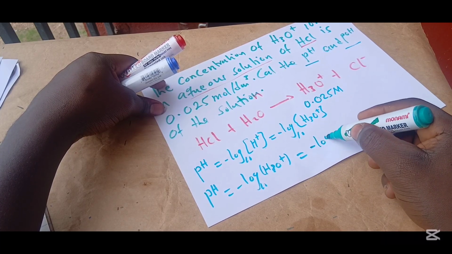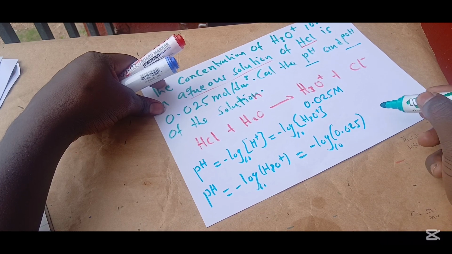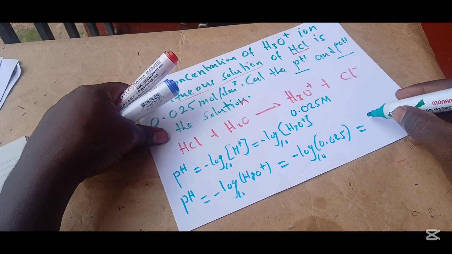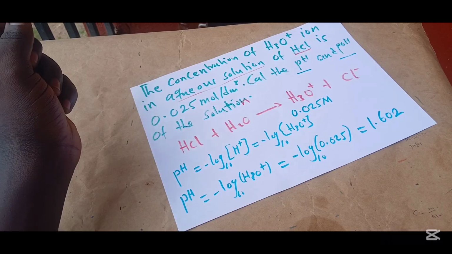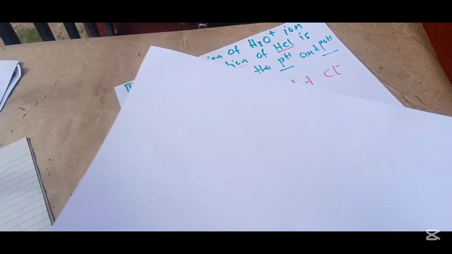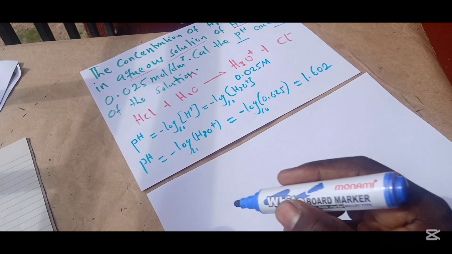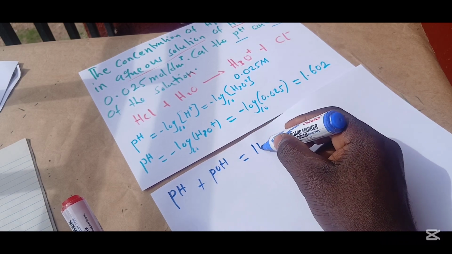So minus log to the base 10 of 0.025 molar. Punching this on the calculator gives us 1.602. So that is the pH of the solution. Now we also have to calculate the pOH of the solution. And we know that pH plus pOH equals 14.